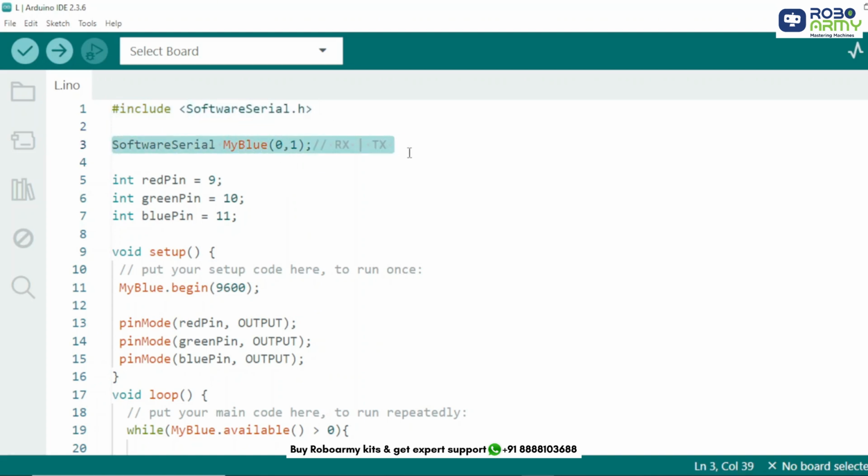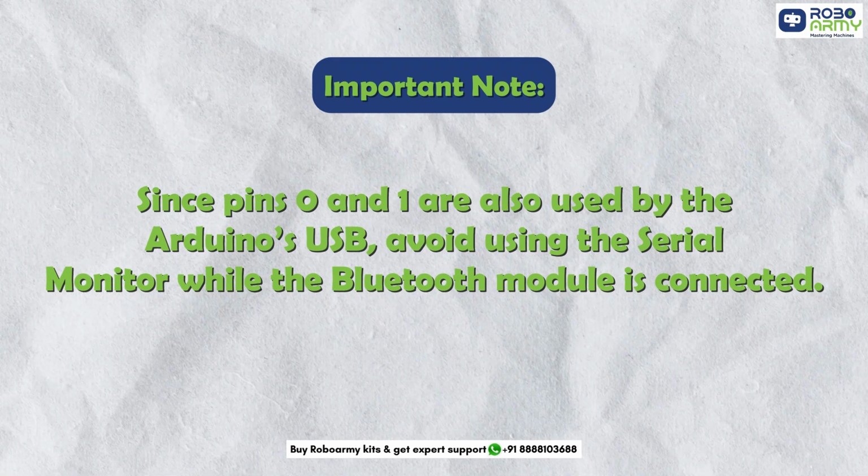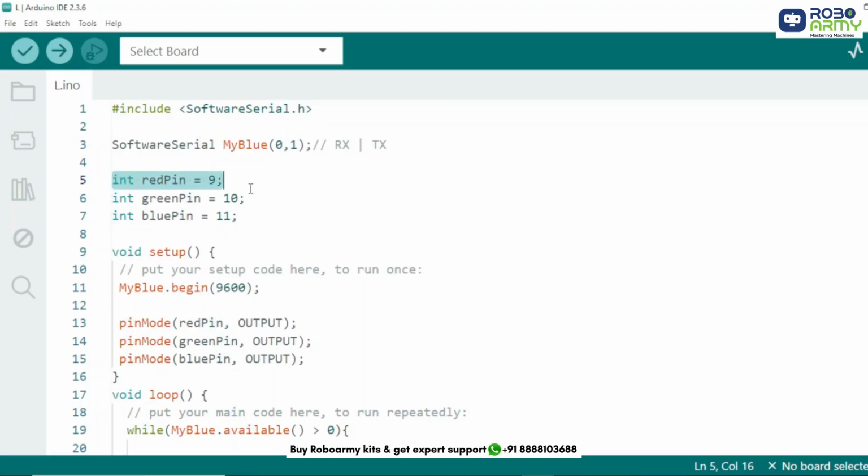Here we define a software serial object named MyBlue, using pin 0 for RX and pin 1 for TX. This connects to the Bluetooth module TX and RX pin. Important note, since pin 0 and 1 are also used by the Arduino's USB, avoid using the serial monitor while the Bluetooth module is connected. Now we define the digital pins that are connected to the red, green and blue pins of our RGB LED. Now in the setup function, we begin Bluetooth communication at a 9600 baud rate. Then we set the RGB pins as output so we can send signals to the LED.